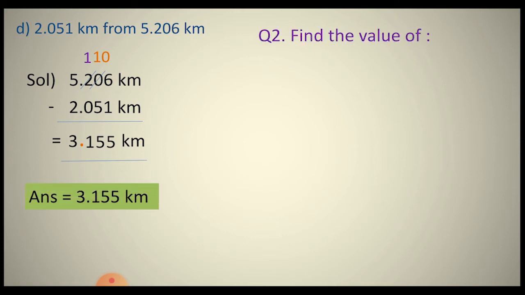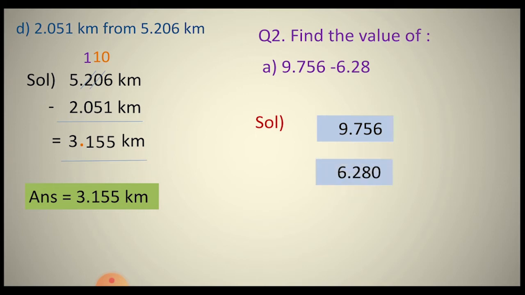Now come to the next question, that is find the value of. So children, here the questions are already arranged and given with the subtract sign. So let's arrange them first of all in like decimal form. Okay, so we will arrange it one below another. While arranging, we will subtract it.